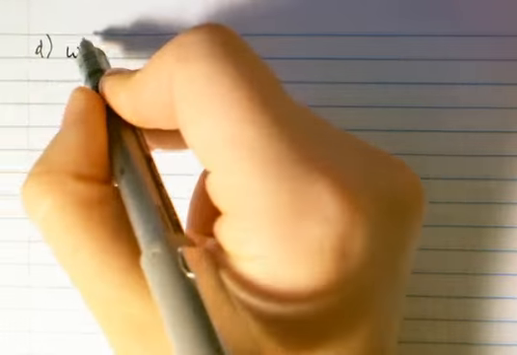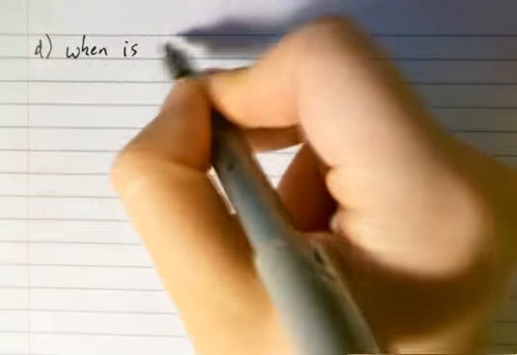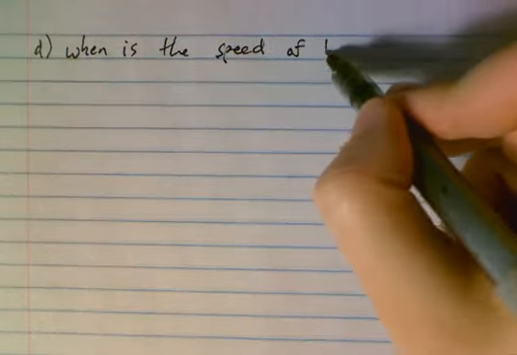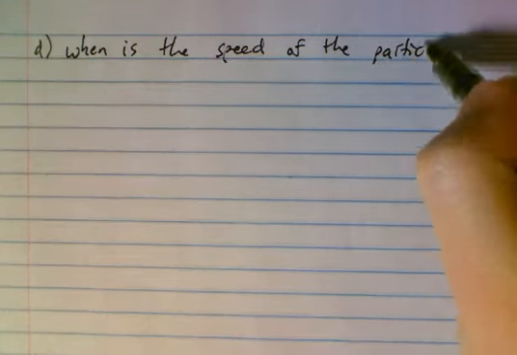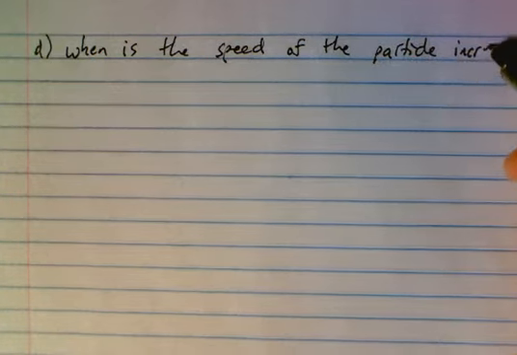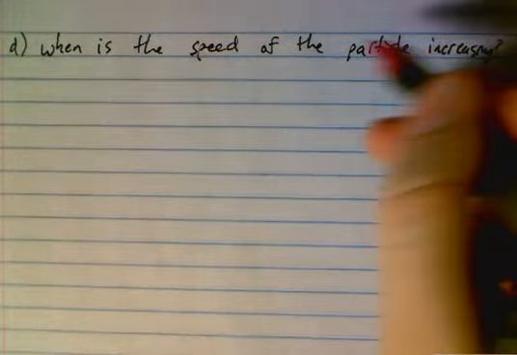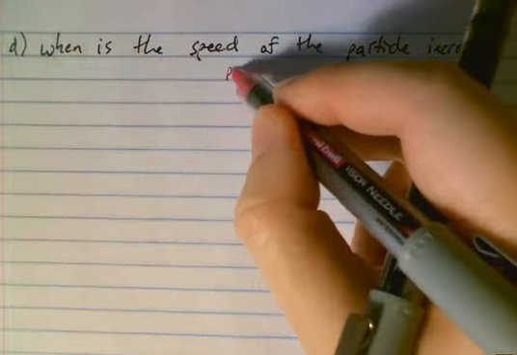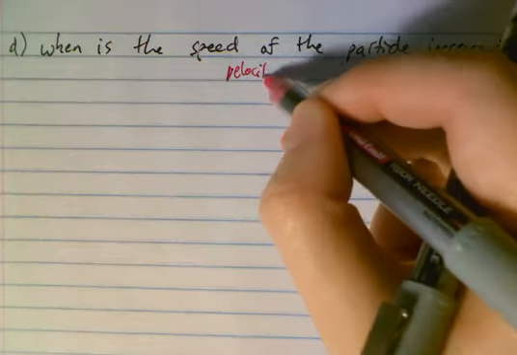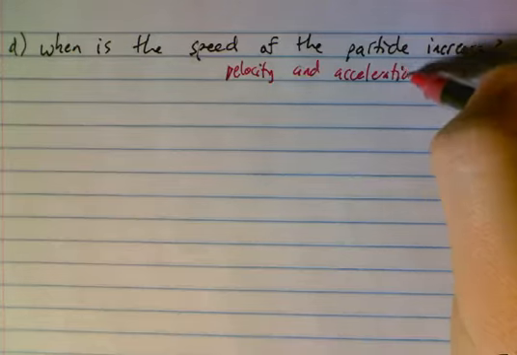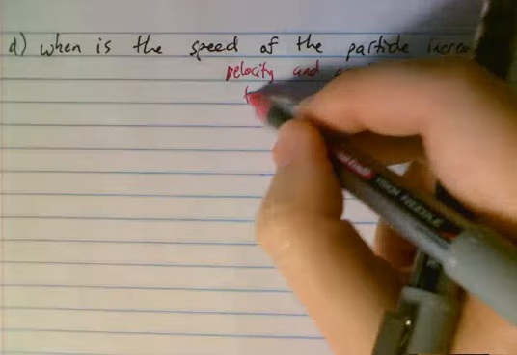How about another one? This is still the same problem. When is the speed of the particle increasing? Remember, we need to translate this into mathematics. So speed is increasing when velocity and acceleration have the same sign.